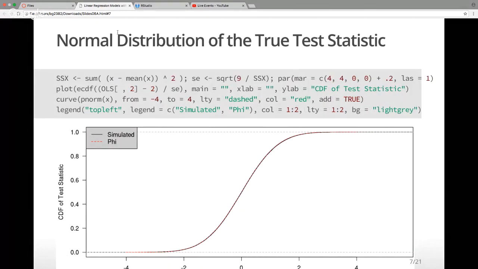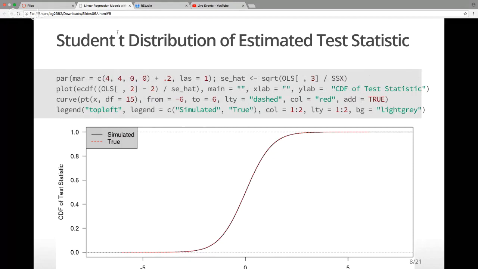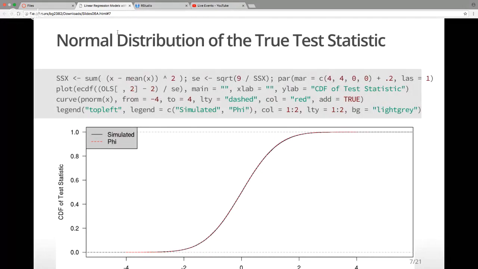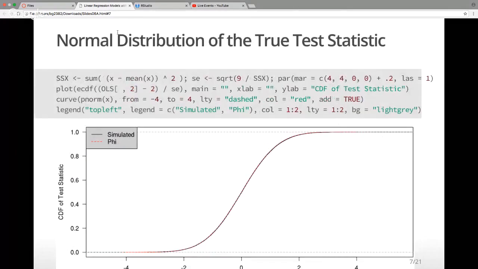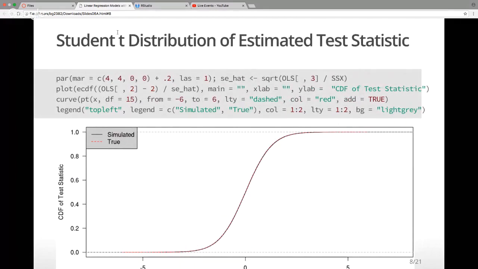Looks not quite the same as it did before, and that's because we're dividing by an estimate rather than dividing by the true standard error. But the distribution of this is known. It is the CDF of a T distribution, or student T distribution, that has n-2 degrees of freedom. In this case, I gave myself 17 observations, so there are 15 degrees of freedom. And then when I overlay the red line for the CDF of the student T distribution over the black line, which is the CDF I got from my simulations when I do this ratio, again, they exactly line up on top of each other.